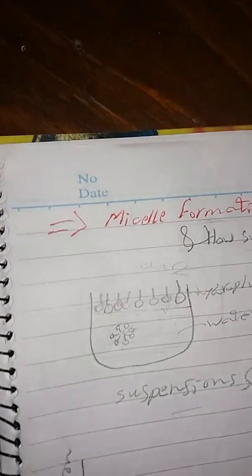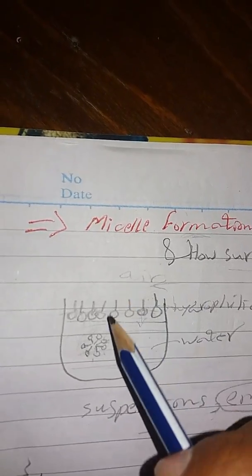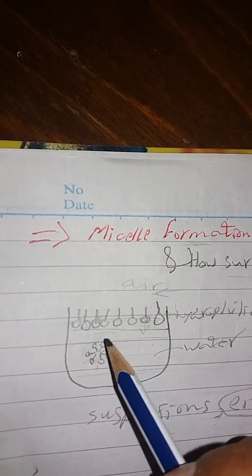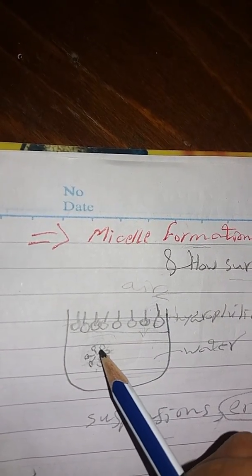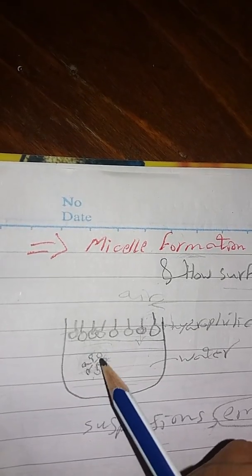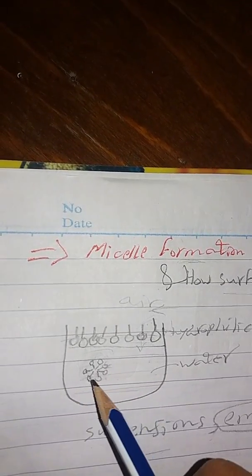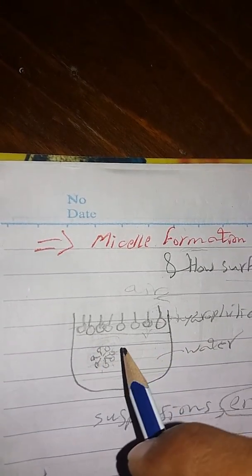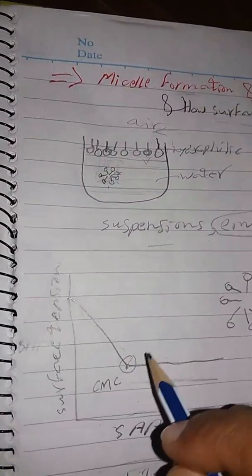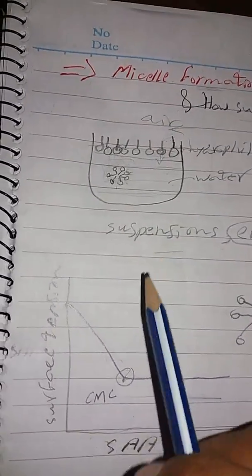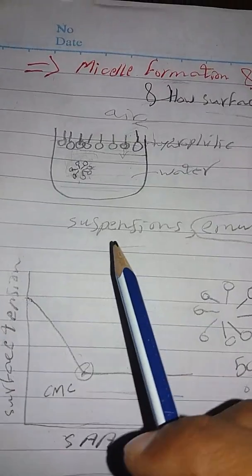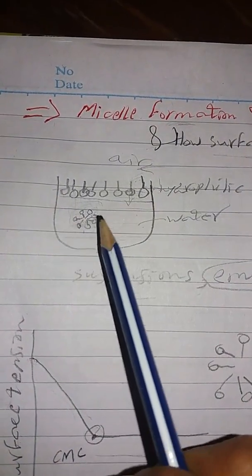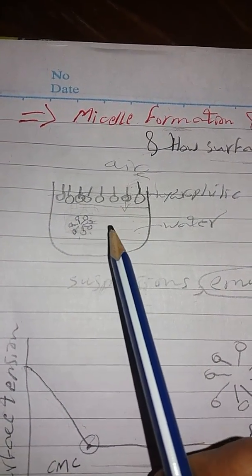At this point, any more added surface active agent will aggregate in the water, making what's called micelles. That happens after saturation of the surface. At this point, by adding more surfactant, the surface tension won't be affected anymore, because any added surface active agent will be aggregated as we see here.